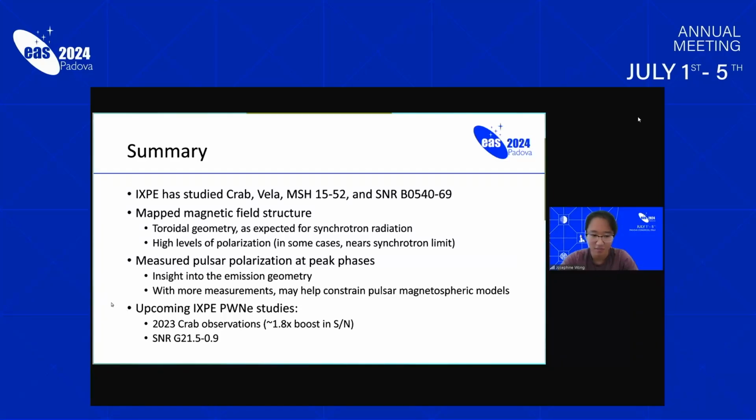I just want to briefly mention that there are two upcoming IXPE studies that are coming out. One of them is the Crab observations, including the 2023 data. That's hopefully coming out later this year, as well as analysis of the supernova remnant G21.5. So yeah, I'll stop there, and I'm not sure how much time we have for questions, but thanks.